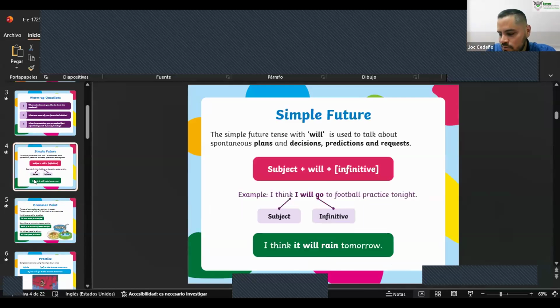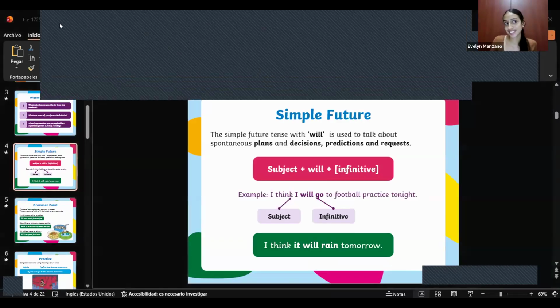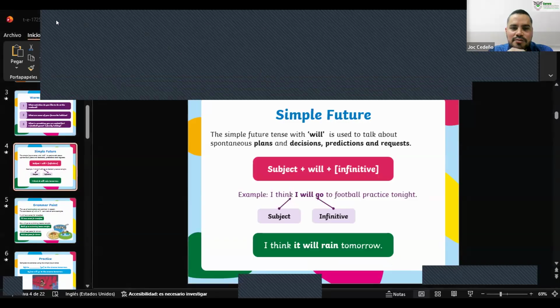So you presented this topic. When you present the topic, is this a student-centered approach or a teacher-centered approach? It's student-centered. This is student-centered.